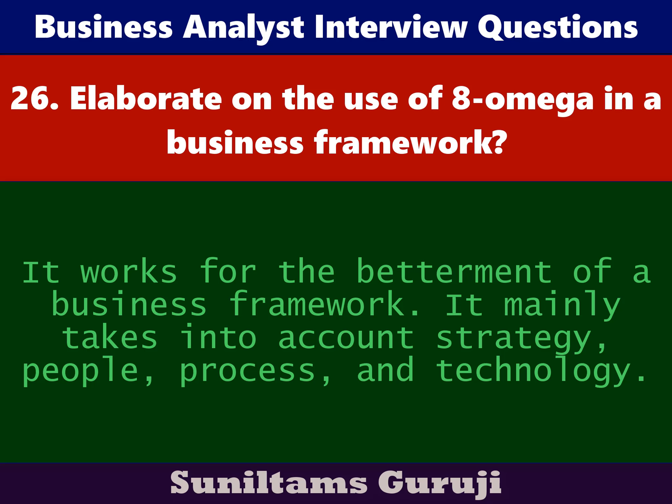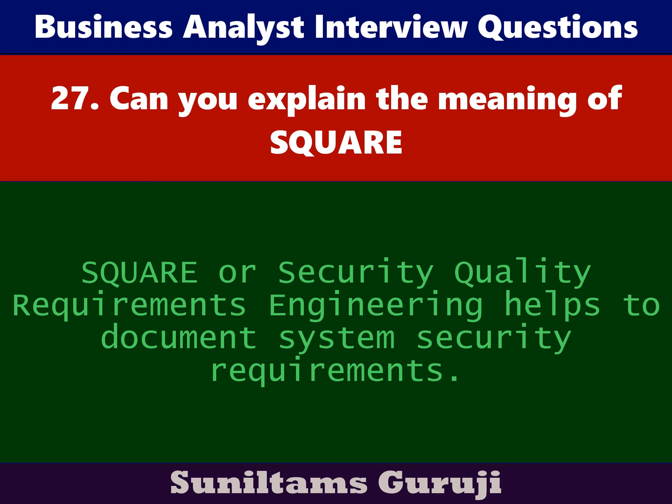Elaborate on the use of 8 Omega in a business framework. It works for the betterment of a business framework. It mainly takes into account strategy, people, process, and technology. Can you explain the meaning of a square? Square or security quality requirements engineering helps to document system security requirements.